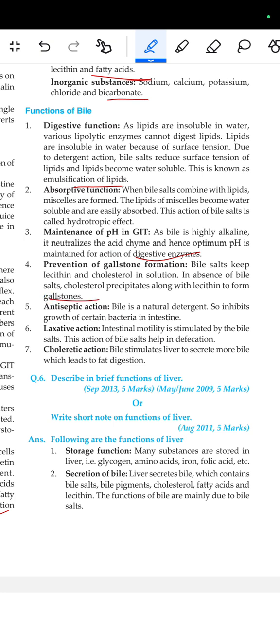Antiseptic action: bile is a natural detergent, so it inhibits the growth of certain bacteria in the intestine. Laxative action: intestinal motility is stimulated by the bile salts. These actions of the bile salts help in defecation. Choleretic action: bile stimulates the liver to secrete more bile, which leads to fat digestion.